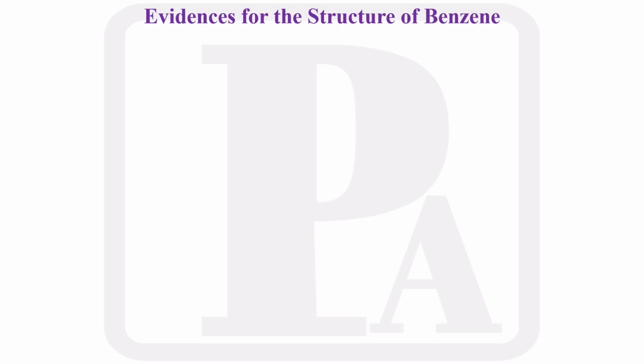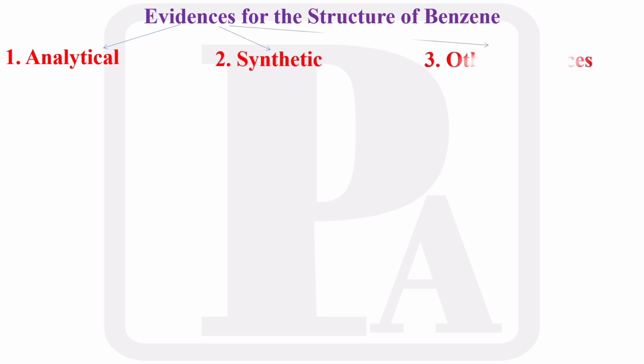Dear students, now we are going to see the evidence for the structure of benzene. For this, three evidences are there. One is analytical evidence, second one is synthetic evidence, and the last one is other evidences. So we'll see one by one. So first one is analytical evidence.